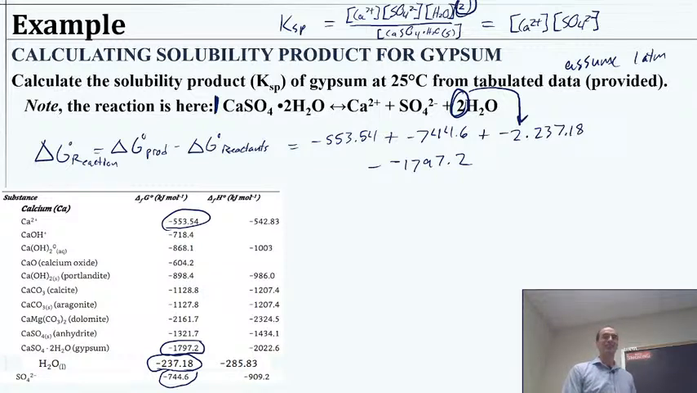So good catch. We put those values in, and we need 2 times the value for water, because remember, the number of moles we have matters, and these are per mole values here. And on the reactant side, we just have the gypsum, which was a very large negative number, basically -1800. Okay, so we can get all of that.